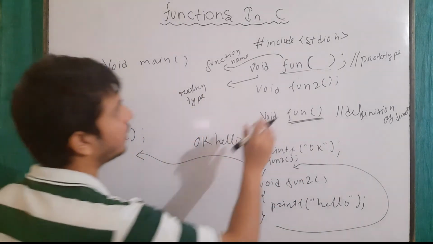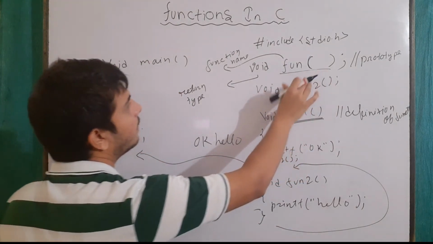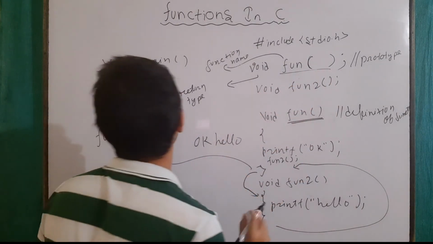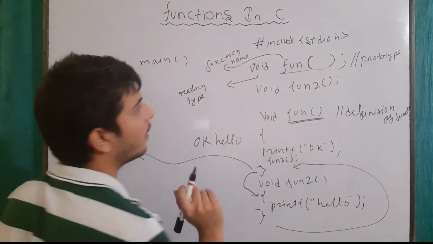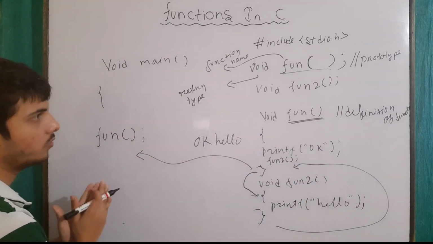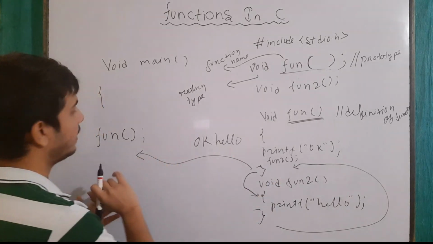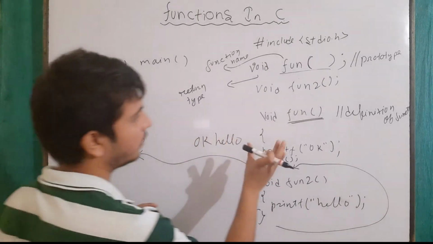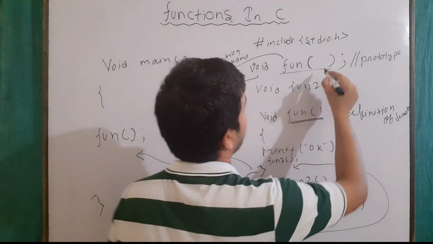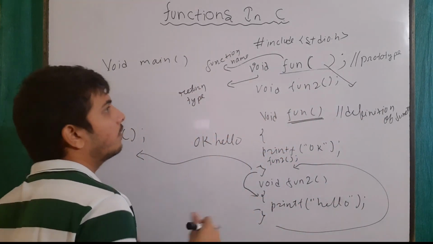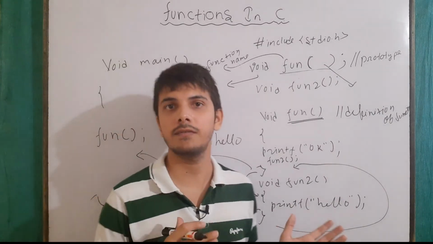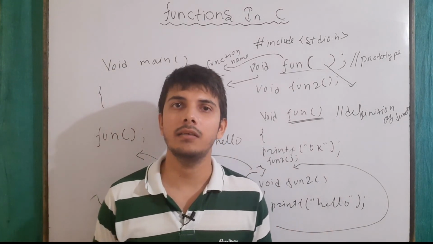One last thing is that here inside the parenthesis we write the values. Let's say I want to pass some values or data present in some variable from one function to another function. Then we write here parameters and arguments. We will talk about passing the values between functions in the next video, and for this video this is all we got.